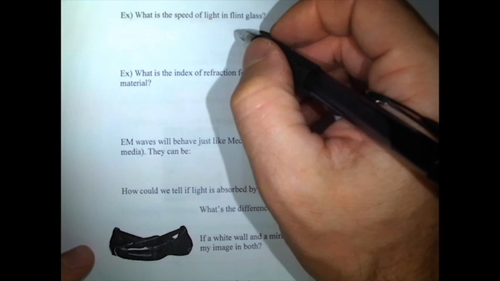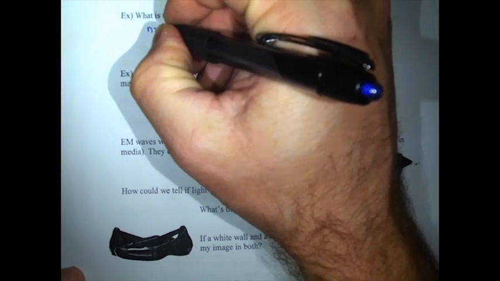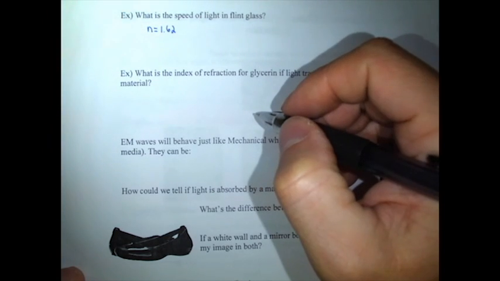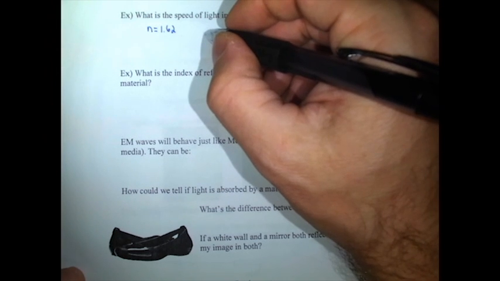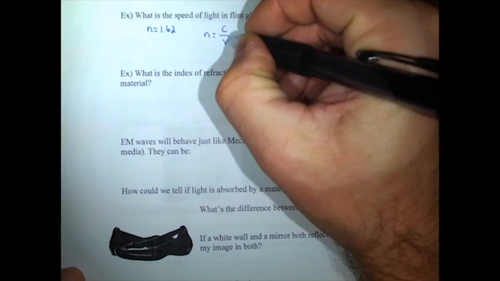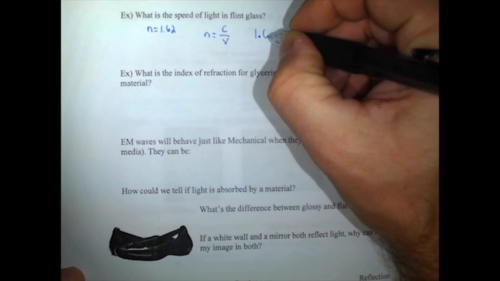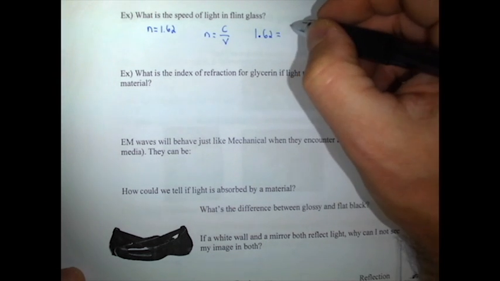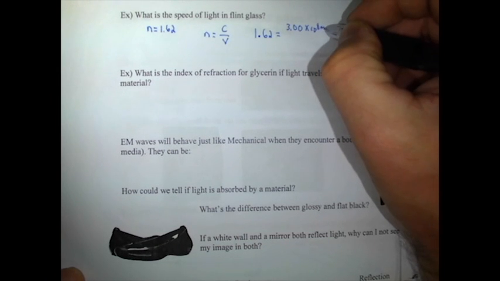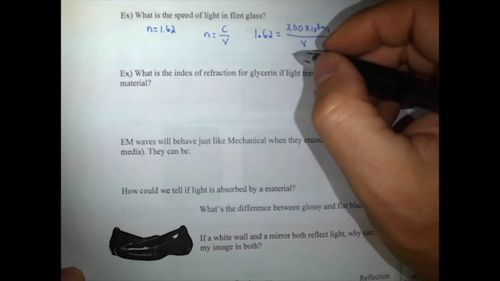So let's look at a couple examples of how this formula might be used to solve a problem. The first question, we're asked to find the speed of light in flint glass. So we look on our data table and we see that flint glass has an index of refraction of 1.62. It slows light down by that factor. Since index of refraction is equal to the speed of light in a vacuum divided by the speed in the material, we can substitute the numbers into the equation. We put 1.62 in for n. We put 3 times 10 to the 8 power for the speed of light in a vacuum, c, and we solve for the speed v in the material.